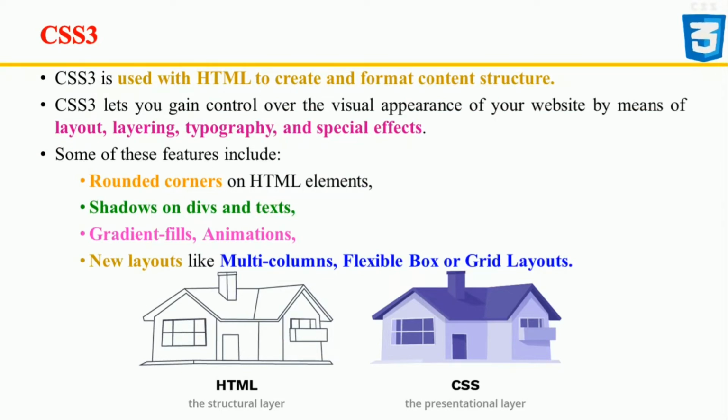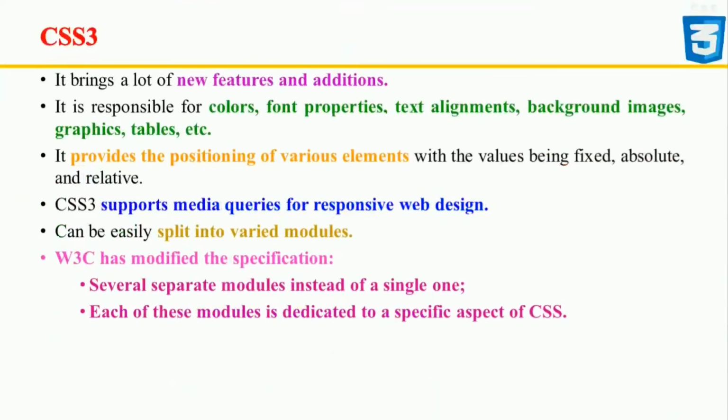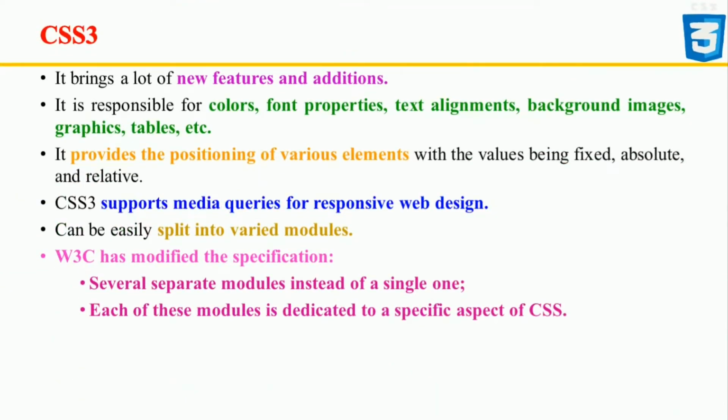CSS 3 adds several new styling features and improvements to enhance the web presentation capabilities. It works in conjunction with HTML to provide a styling and formatting of web pages. CSS 3 is used to create and format content structure. It brings a lot of new features like rounded corners, shadows, gradients, transitions, as well as new layouts like multi-columns, flexible box, or grid layouts. CSS 3 provides a consistent and precise positioning of navigable elements. It is easy to customize a web page as it can be done by merely altering a modular file. Graphics are easier in CSS 3, thus making it easy to make the site appealing.